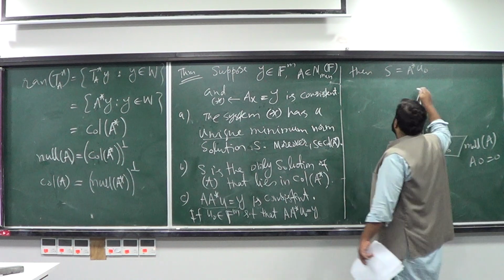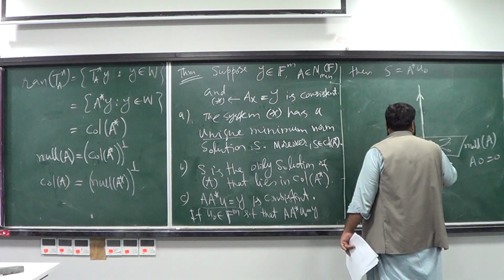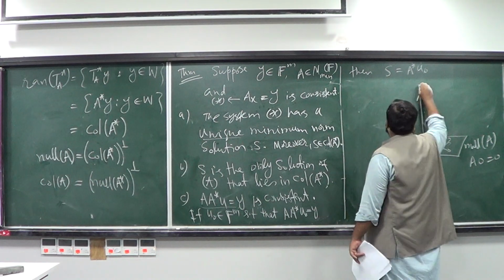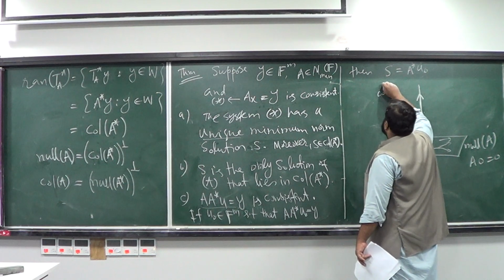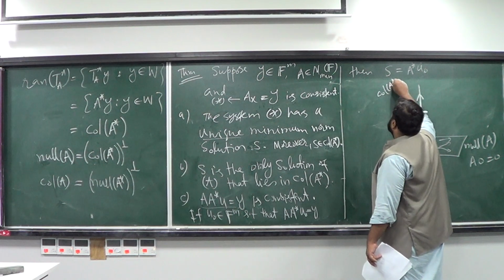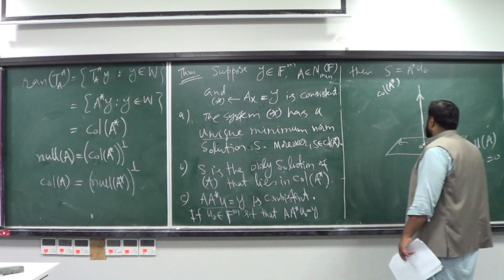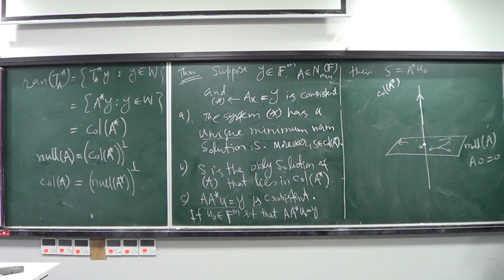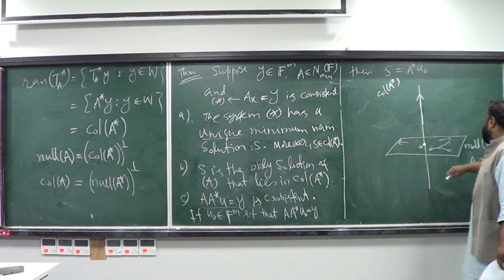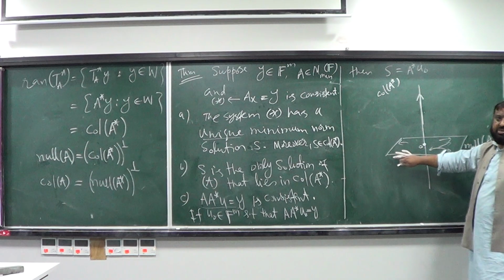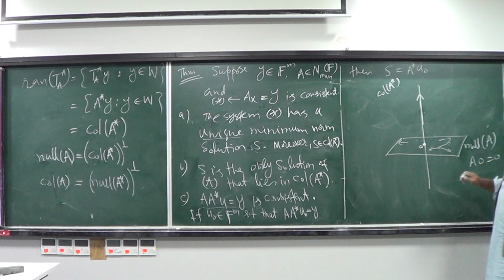So this guy represents the column space of A star actually, and this is 0. This is the origin. Column space is a subspace, so 0 must belong to it. Null space is also a subspace, so 0 must belong to it, so it's going to be the common point.